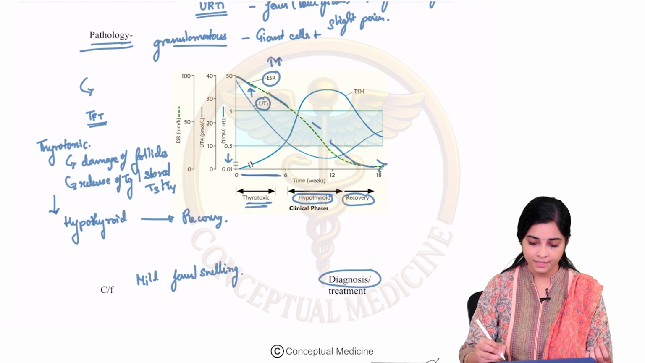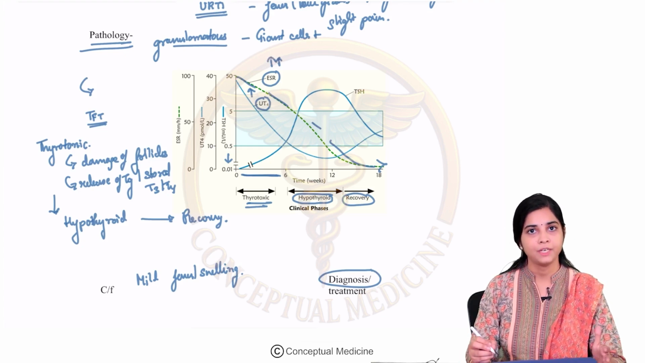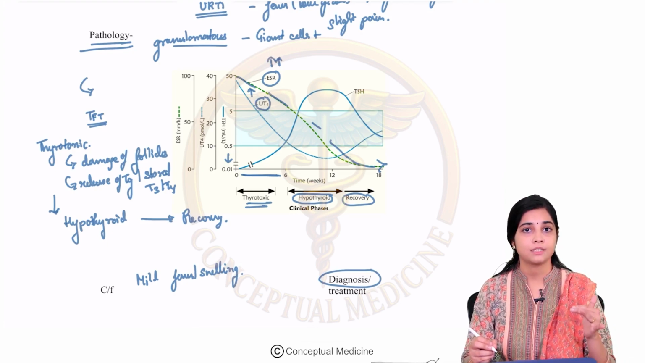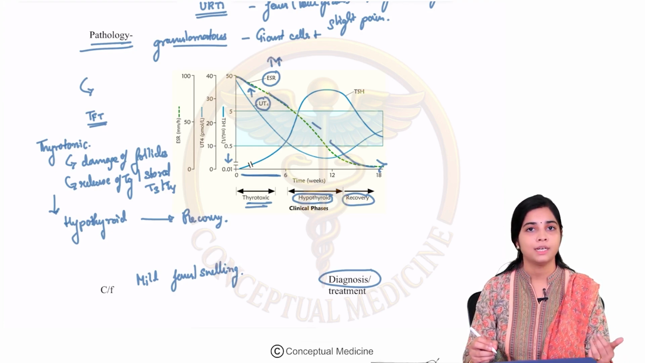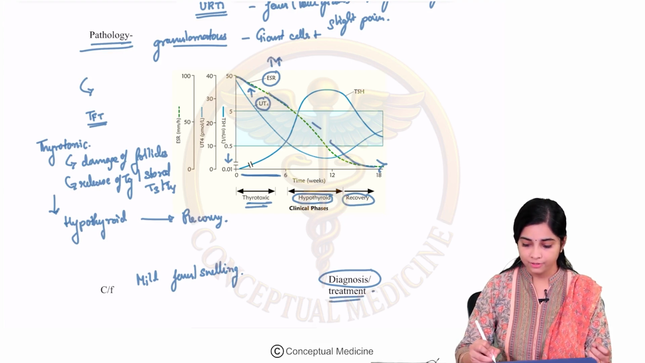Your diagnosis: in the initial thyrotoxic phase, your TSH will be low, and T3, T4 will be high. Then they go into the hypothyroid phase where the TSH rises and your T3, T4 is low, and then there is recovery. Okay? So the treatment for this is, it does not require any treatment.